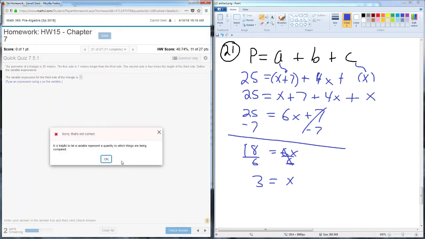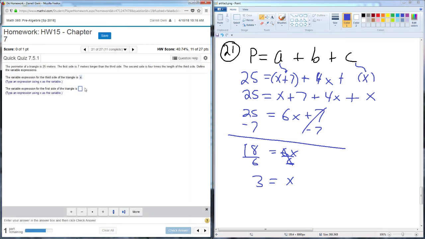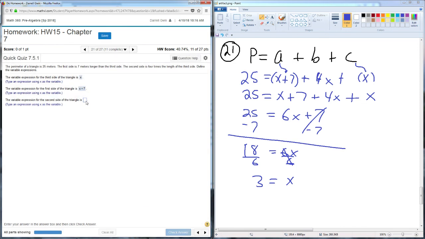Oh no! Type the expression using x as the variable. Type an expression using x. Oh, okay. What x? Man, I answered that so long ago. The expression for the first side is x plus 7, because I wrote it down right here. x plus 7. And the third one is 4x. 4x. Alright.